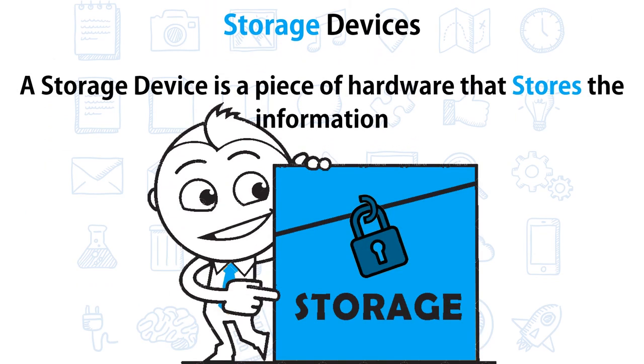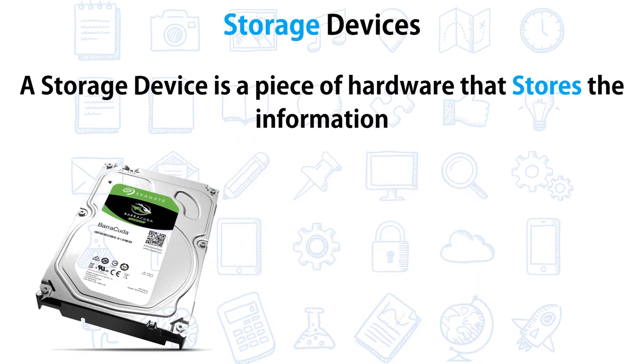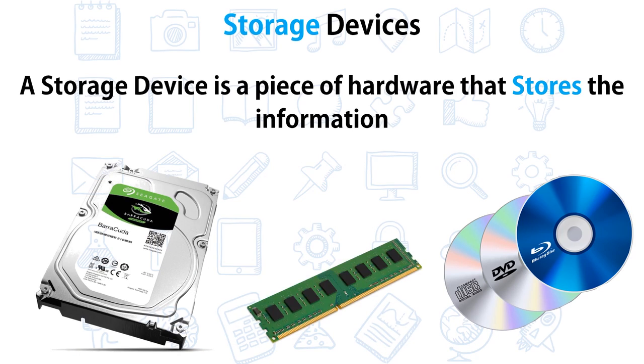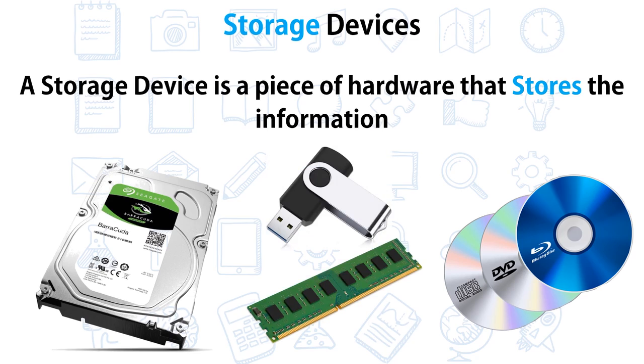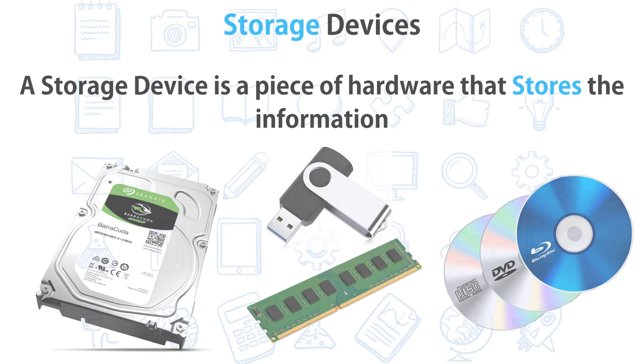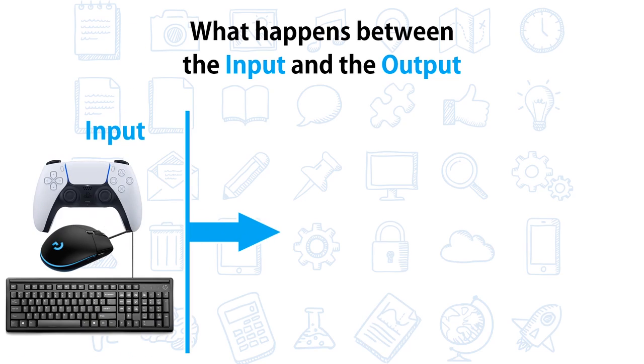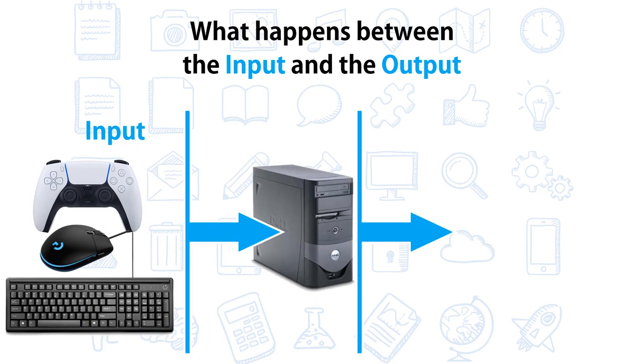A storage device is a piece of hardware that stores the information, like the hard disk, which is also called the hard drive, the CDs and DVDs, the RAM, which we will talk about later, and the USB flash drives. Now, what happens between the input and the output? The input devices give information to the computer, and the computer gives us back the information using the output devices.